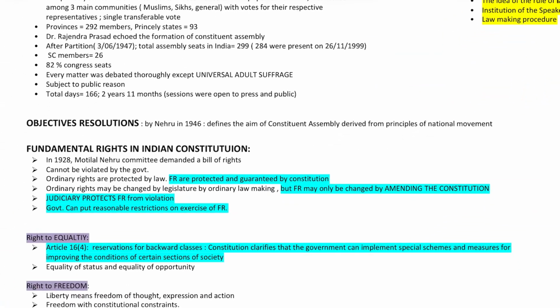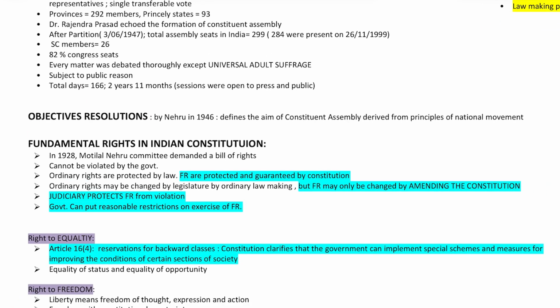So, the objective resolutions, these were given by Jawaharlal Nehru in the first session in 1946, the first session of the Constituent Assembly. It defines the aim of the Constituent Assembly, derived from principles of national movement. So, objective resolutions also are inculcated or imbibed within the preamble. These are inculcated in the preamble.